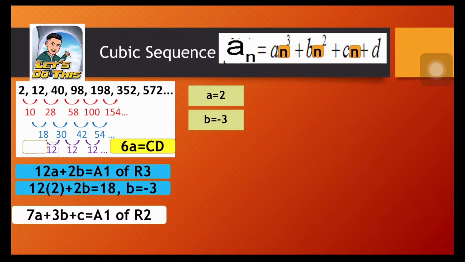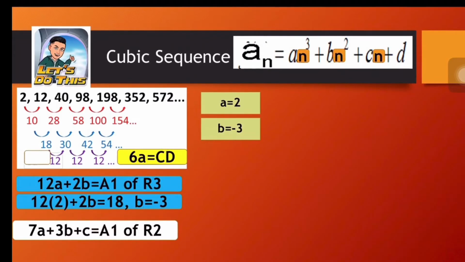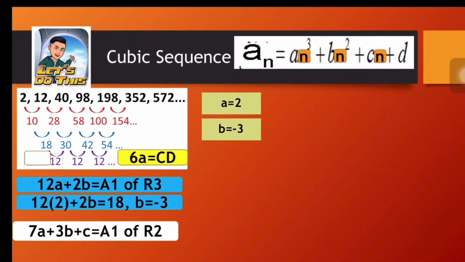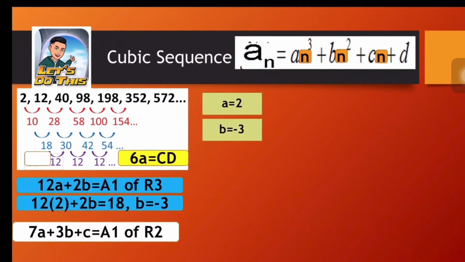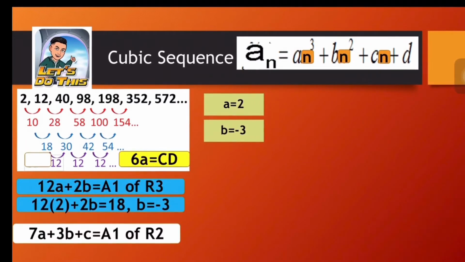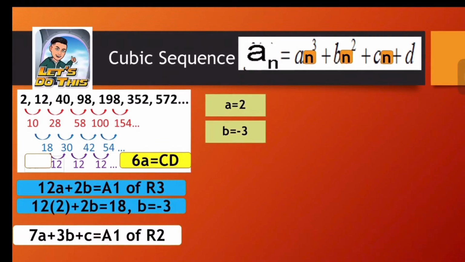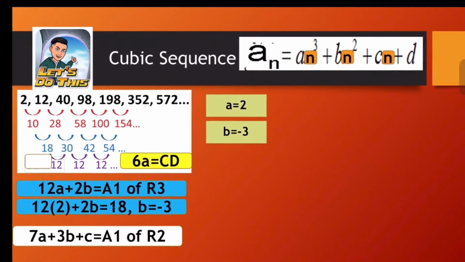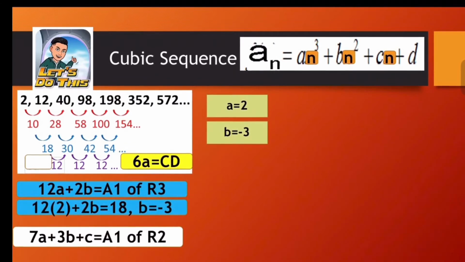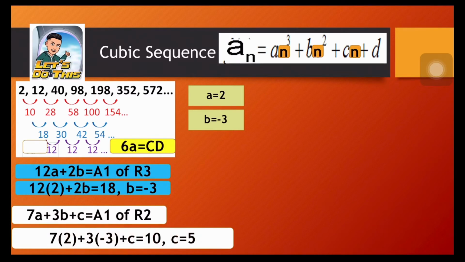We have the values of a and b. Now we need to find the value of c. To find the value of c, we need to use the formula 7a plus 3b plus c is equal to the first term in row 2. We already have the values of a and b. All we need is to substitute those values in this equation. Add the c, and then equate that to 10, since 10 is the first term in row 2. Here we go. Manipulate the equation. That gives us c is equal to 5.